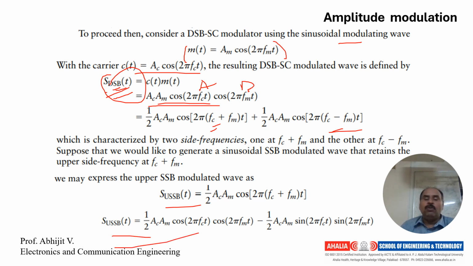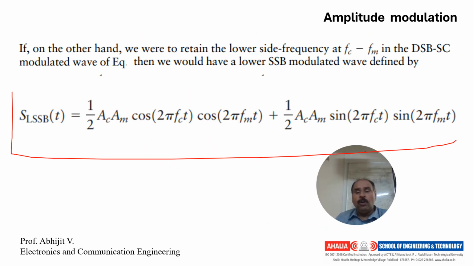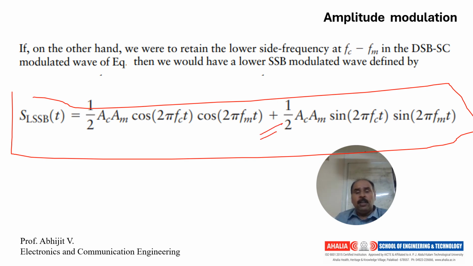Now again using the trigonometric relation for cos of A plus B, which is cos A cos B minus sin A sin B, we'll get 1 by 2 Ac Am cos 2 pi fc t cos 2 pi fm t minus 1 by 2 Ac Am sin 2 pi fc t sin 2 pi fm t. This is the upper sideband. Similarly, in the next slide we'll see the equation for the signal at the lower sideband. Here it is plus, whereas in the upper it was minus. In the same way we have the sine components. That's it, cos A minus B, whereas there it was cos A plus B.